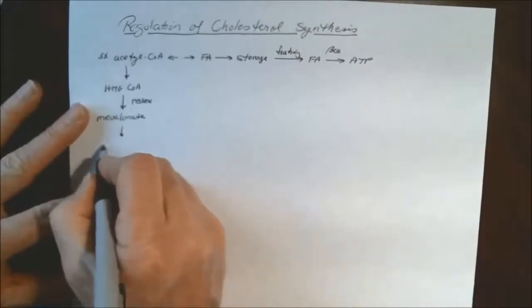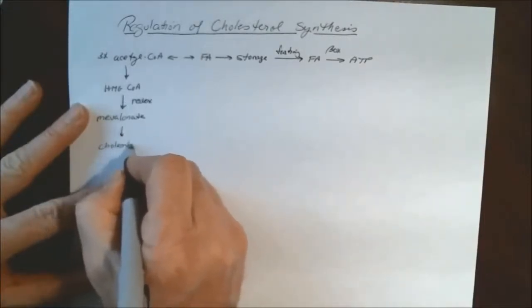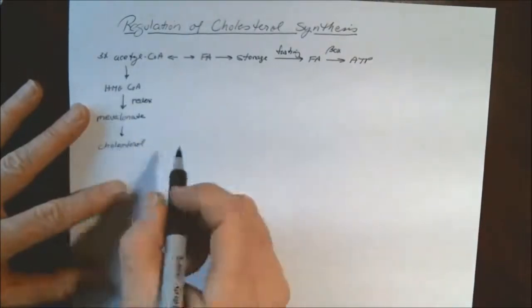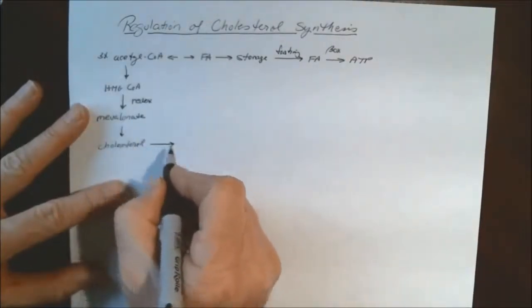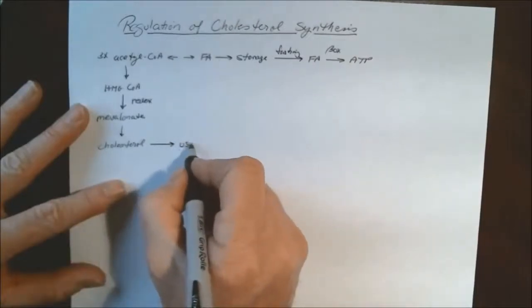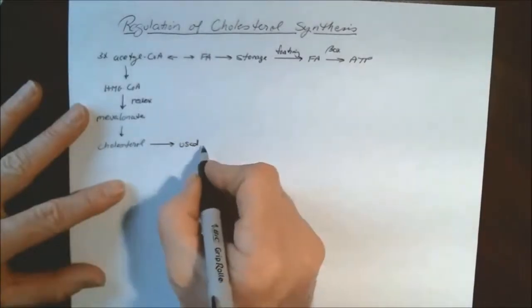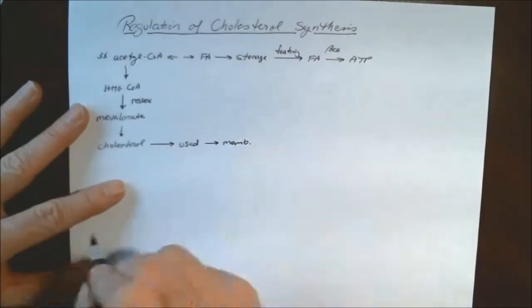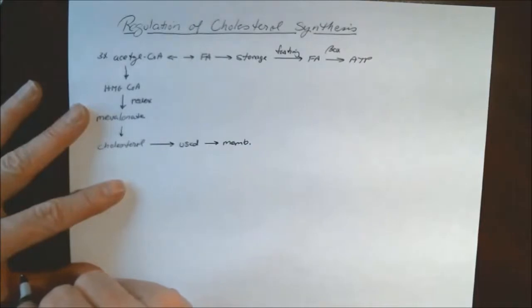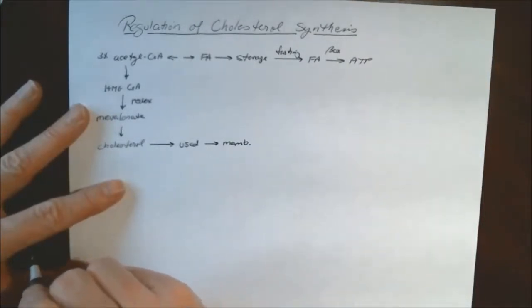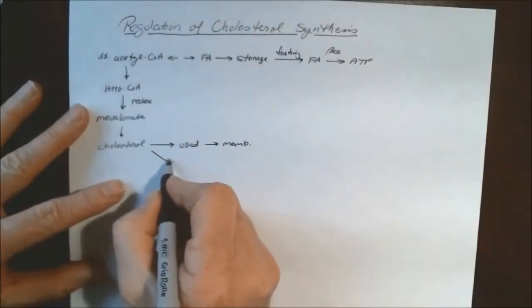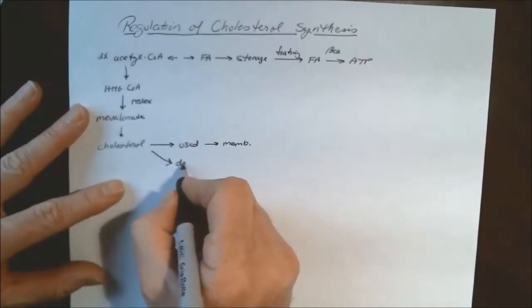Now, the problem with cholesterol synthesis is that this is not a storage form of energy. So once we form cholesterol, there's two paths for it. It is either used, and used means for membrane structure. Recall that this increases membrane fluidity. It's also necessary for many signal transduction reactions. Or it is degraded.